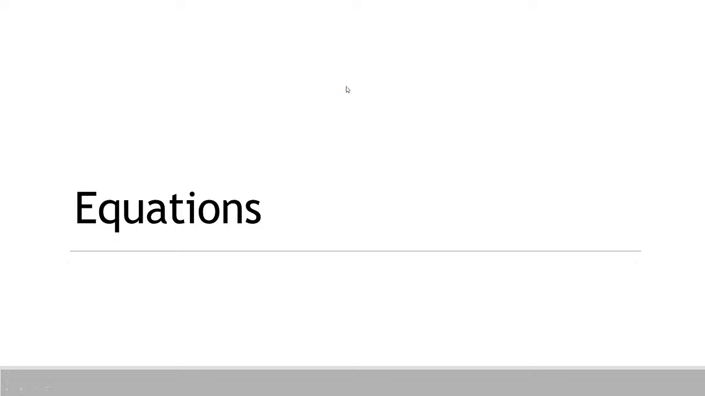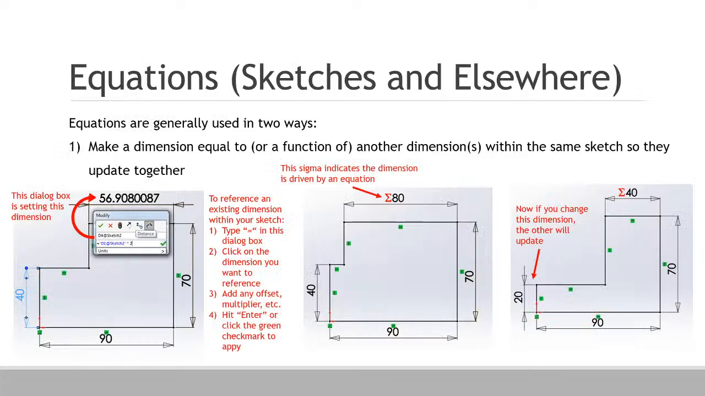All right. For now, equations. This is one of the really powerful things about engineering CAD. It's definitely something that is good to be aware of. So when you're just in a sketch, you can use equations to set some dimension to some function of another dimension within that sketch.